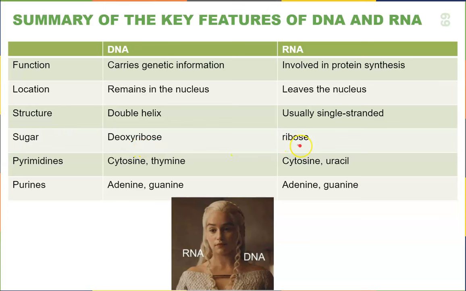Deoxyribose is in DNA, ribose is in RNA. DNA is made up of these four bases, and then RNA is made up of these four bases. So RNA is going to have uracil instead of thymine. And that's only because thymine is a little bit bigger and uracil is smaller and cheaper to make in molecular terms. So that's really the only difference.